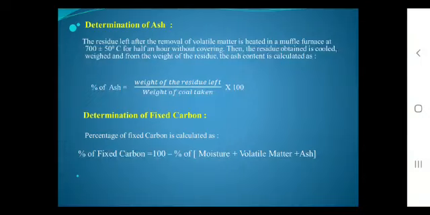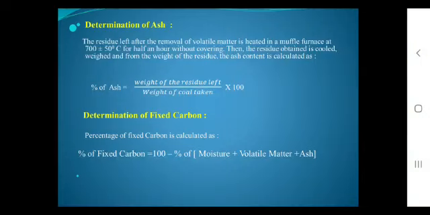Then the residue obtained is cooled after heating at 700 plus minus 50 degrees Celsius for half an hour, and then weighed. From the weight of residue, not any loss, just the weight of the residue left, the ash content is calculated. So percentage of ash is equal to weight of the residue left divided by weight of coal taken multiplied by 100. In the previous two we considered loss in weight, but here it is the weight of the residue left divided by the weight of the coal initially taken multiplied by 100.